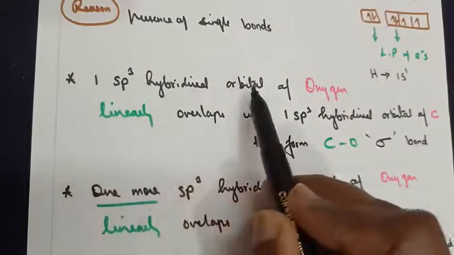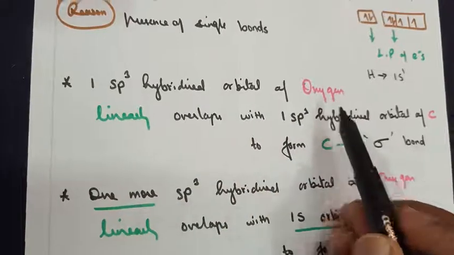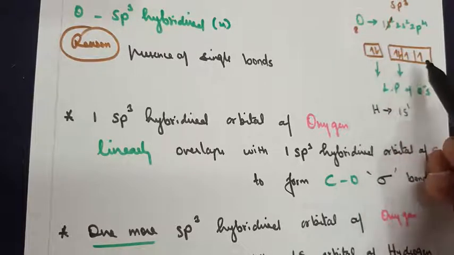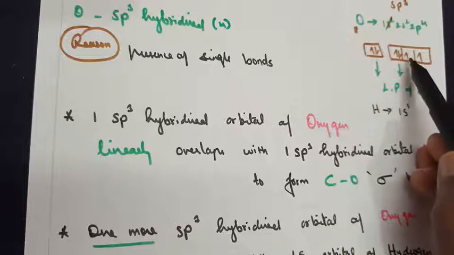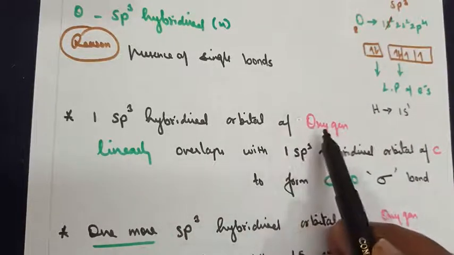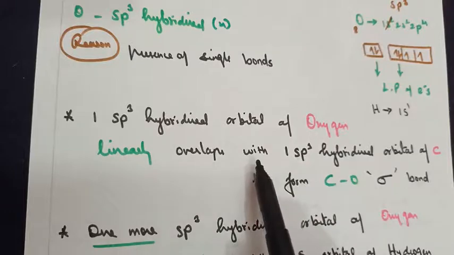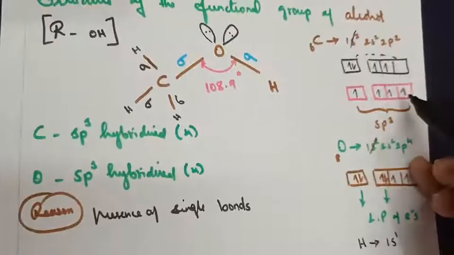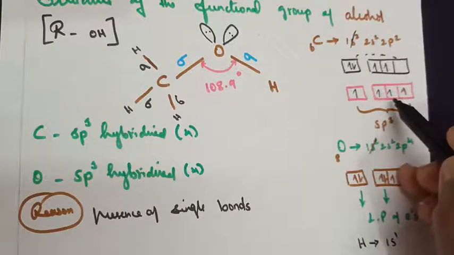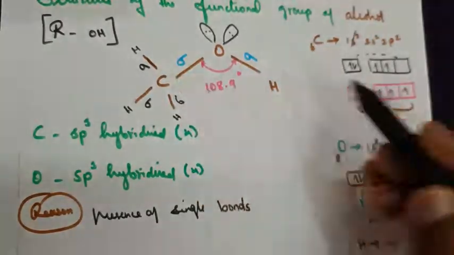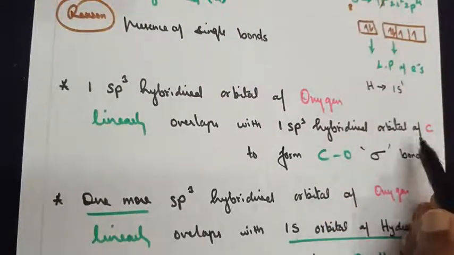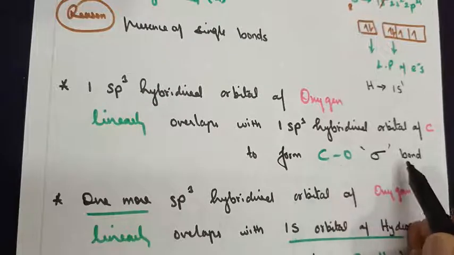One sp3 hybridized orbital of oxygen. Remember, 4 orbitals are there. 2 of them have the lone pair of electrons, 2 have a half-filled electron. So out of the half-filled, one sp3 hybridized orbital of oxygen linearly overlaps with one sp3 hybridized orbital of carbon. Do you remember, out of the 4, 3 combine with hydrogen forming an alkyl group. 1 is left behind, that one combines with the oxygen here, the orbital of carbon, to form a CO sigma bond here.